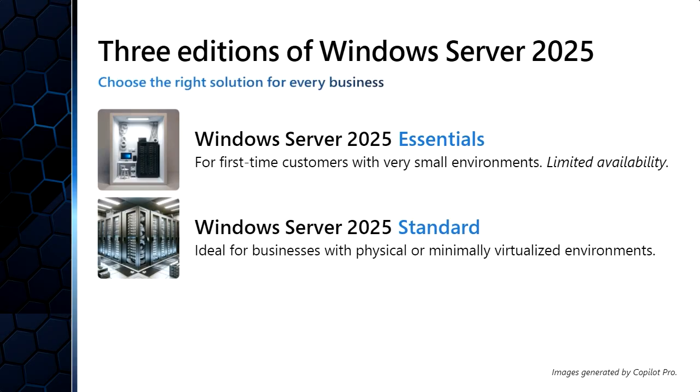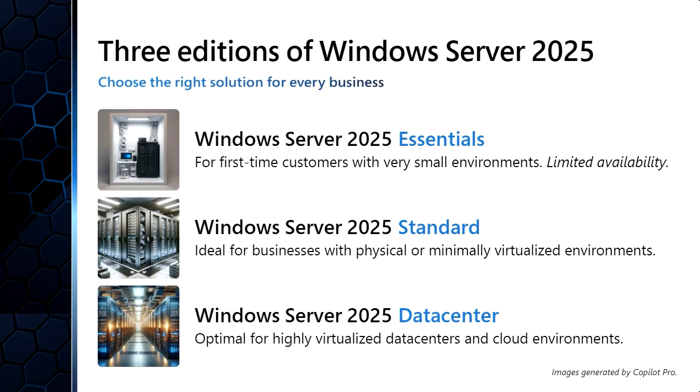Now, when it comes to your standard SMB, you're going to go with Standard. That's typically for those who have physical, or they're not going virtual. Data Center is for those who are virtual. So again, a nice, simple breakdown. The reason we're not going into Azure is because Azure is a completely different type of beast. So we'll go with the three main ones that are constantly being sold.